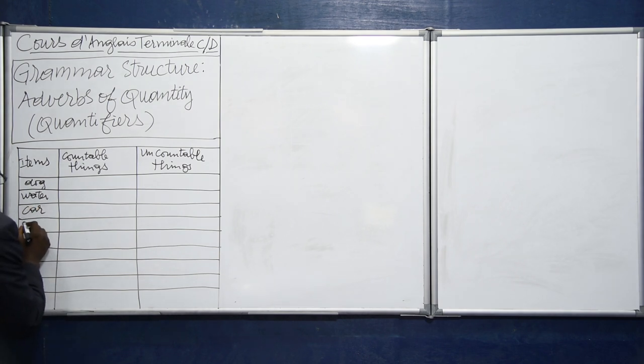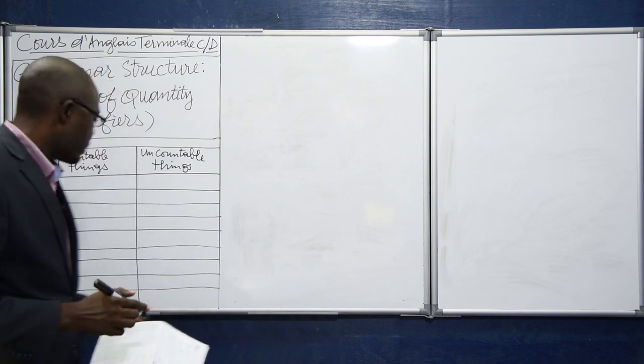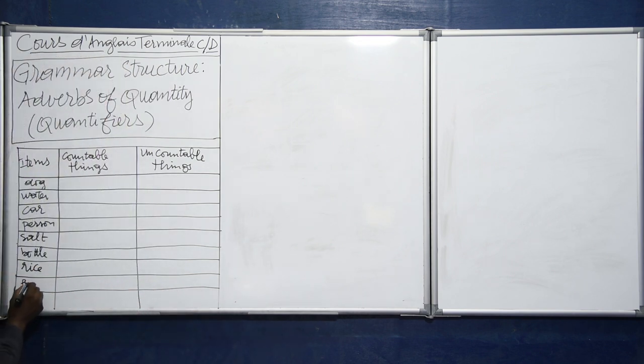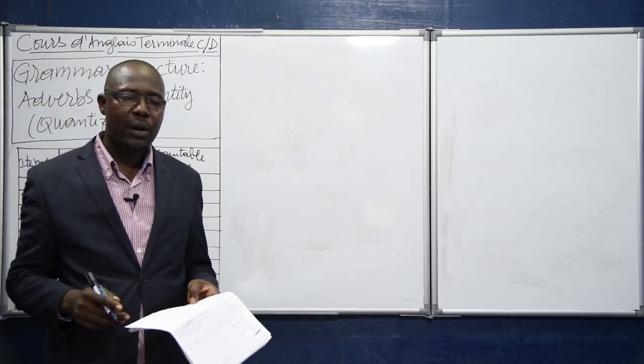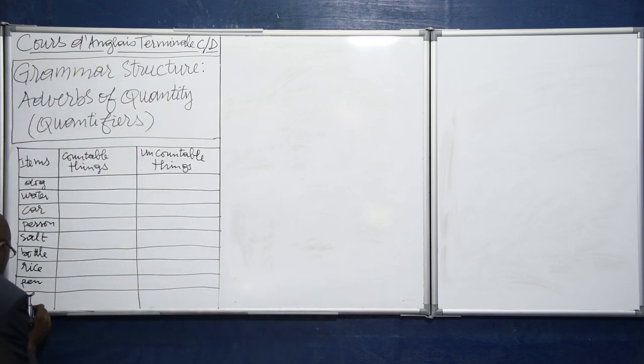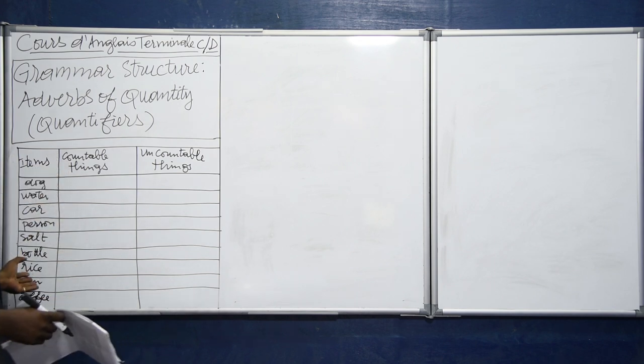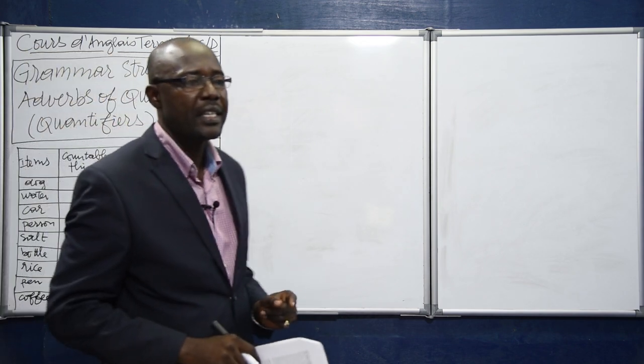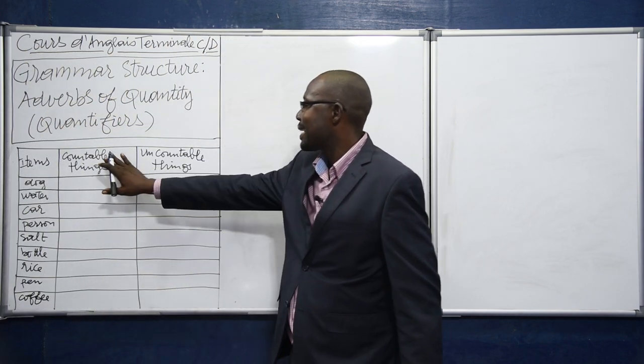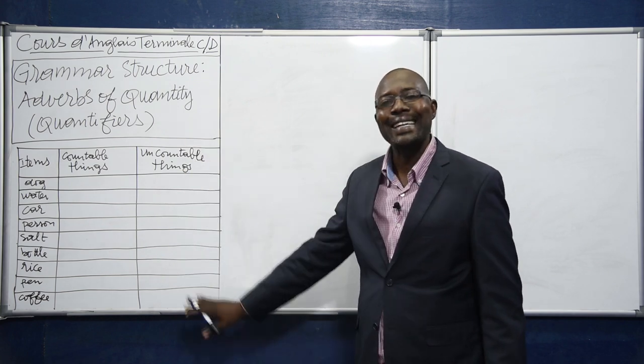We have person. We have salt. We have bottle. We have rice here. What else? We have a pen. We have coffee. Okay, let's stop here. What you are going to do is just to tick. You are going to tick what is countable and what is uncountable.